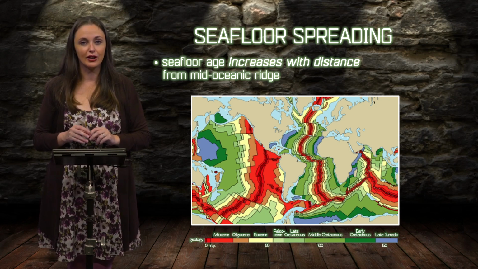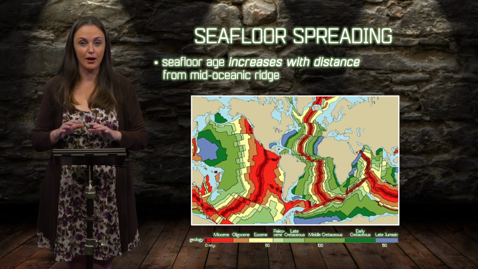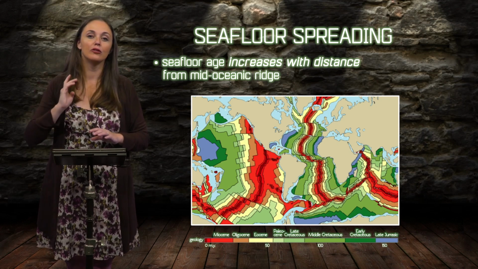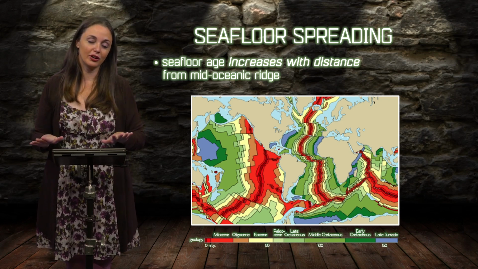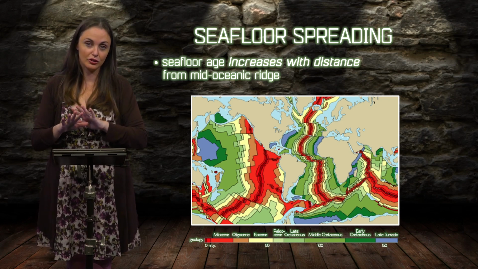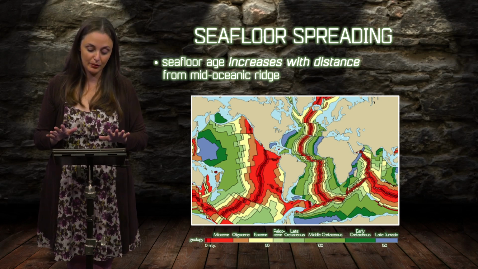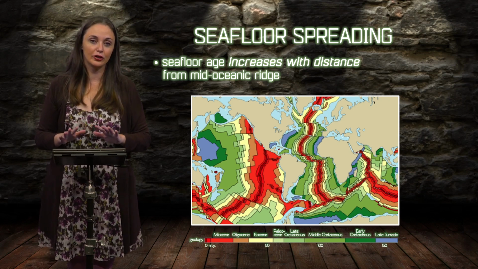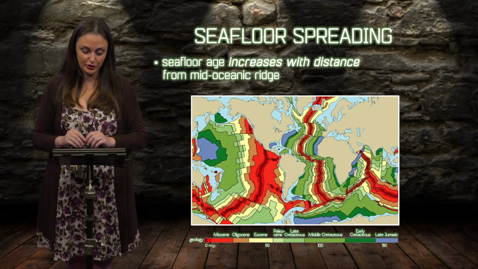What you're seeing here is a color-coded map of the age of the oceanic crust worldwide. So for once, we can basically completely ignore the continents. The continents are just along for the ride in this particular image. They're all colored in beige, and everything else is oceanic crust in this picture.